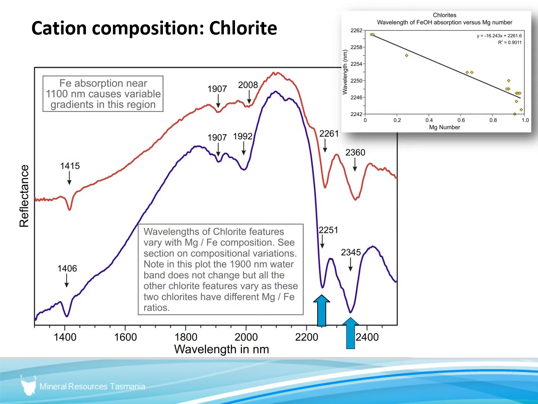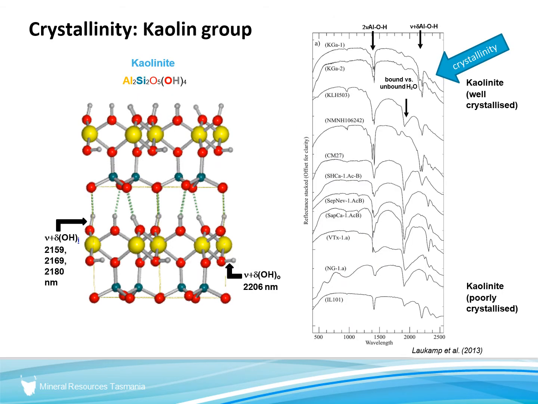Chlorite is the same. We can calibrate the Mg number. So this is Fe chlorite and Mg chlorite, and there's a correlation, and there's just a few data points showing that the wavelength of this feature varies with the composition of the chlorite, and with lots of samples, significant trends can be seen down drill holes.